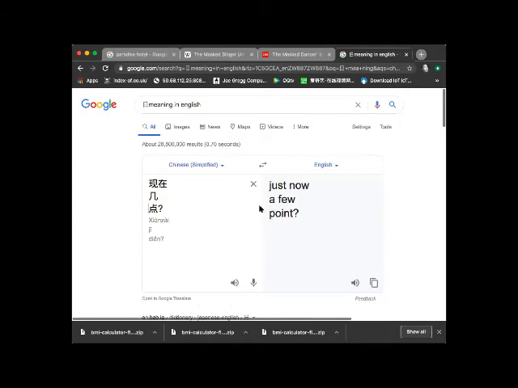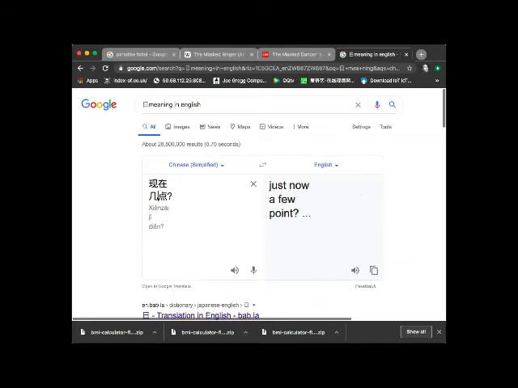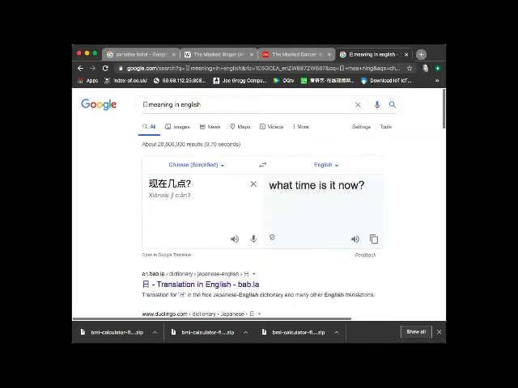We say 点 is point. 几 is a few or how many or how much. And then we have 现在, which is now. Combined together, we come up with 现在几点. Okay, 现在几点, what time is it now?